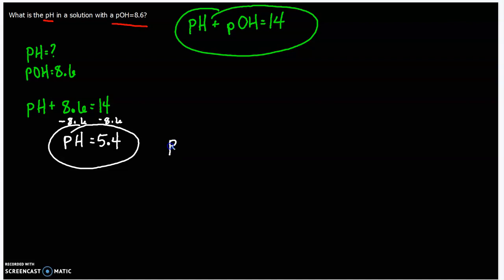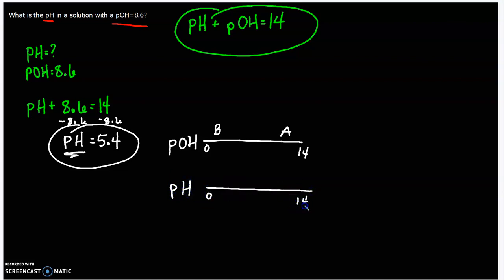Well, pOH, we said we got bases over here and we got acid over here, if this is 0 and this is 14. But this is saying pH. pH, if we have 0 over here and 14 over here, we have acid and we have base. So this indeed would be an acid. Alrighty.